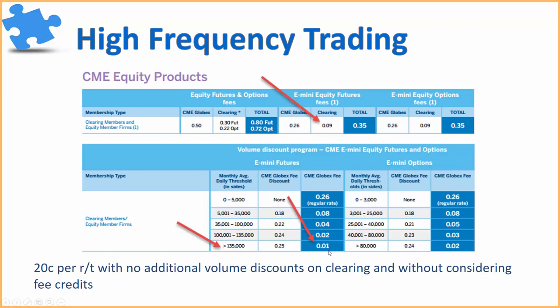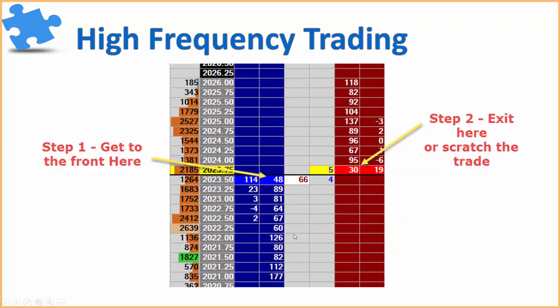Now, I've actually heard lower figures than that quoted, but I couldn't find those on the website. So some of the people in the industry said, actually, it's lower than that, but I can't find that. Now, I think we can all agree that these discounts are there to encourage higher frequency traders, because if 135,000 contracts a day isn't frequent, I'm not sure what is.